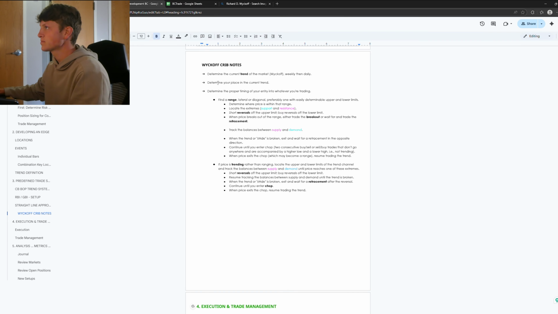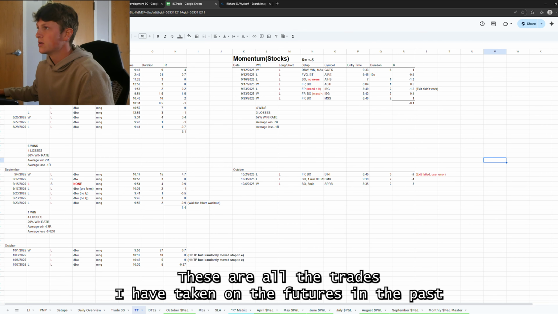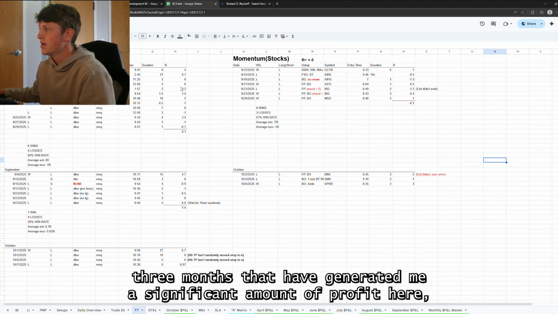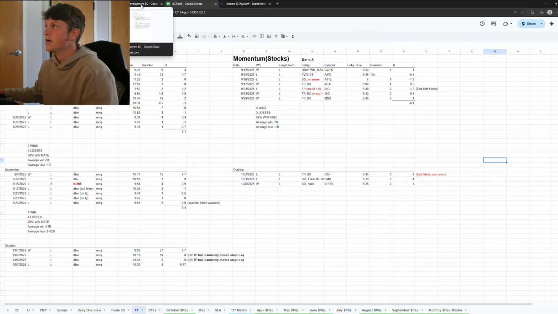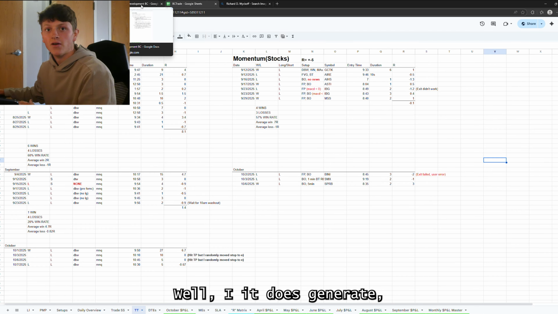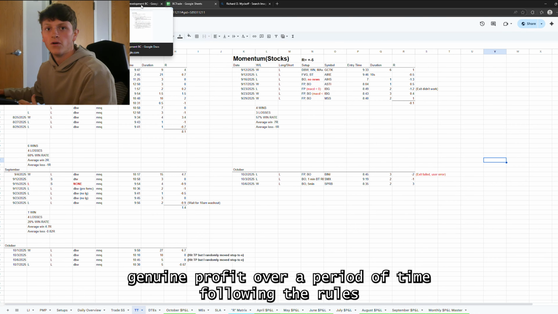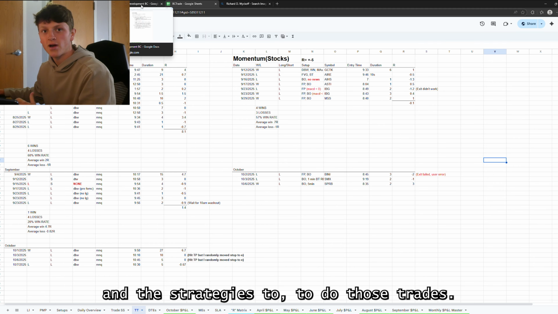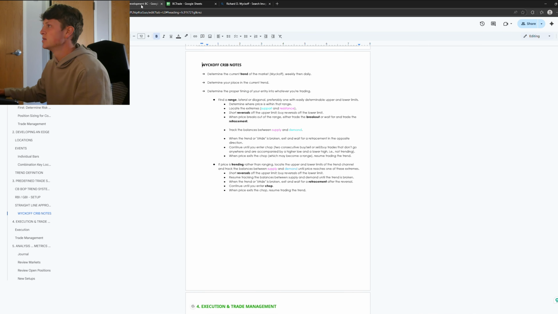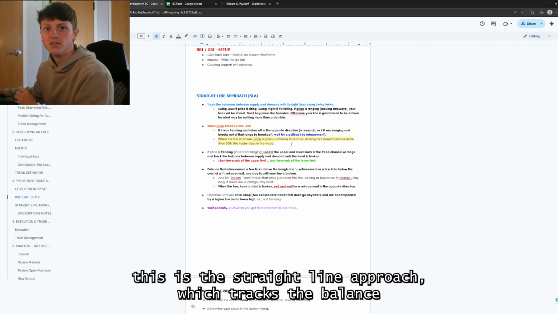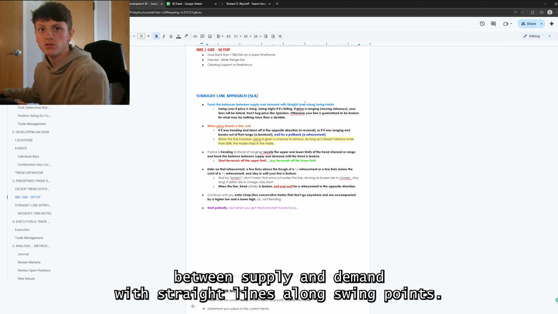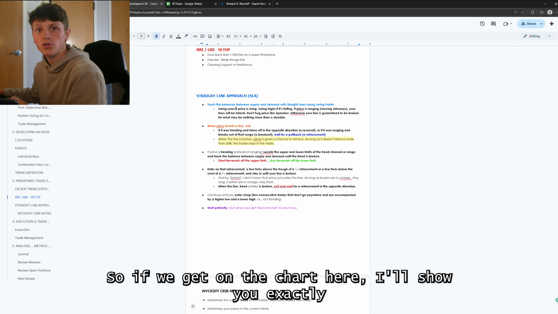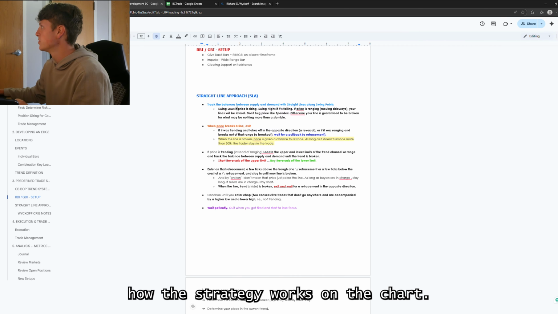So right here, I'll show you, these are all the trades I have taken on the futures in the past 3 months that have generated me a significant amount of profit. And this shows you that I trade this strategy well, and it does generate genuine profit over a period of time, following the rules and strategies to do those trades. A big part of this is the straight line approach, which tracks the balances between supply and demand with straight lines along swing points. So if we get on the chart here, I'll show you exactly how the strategy works.